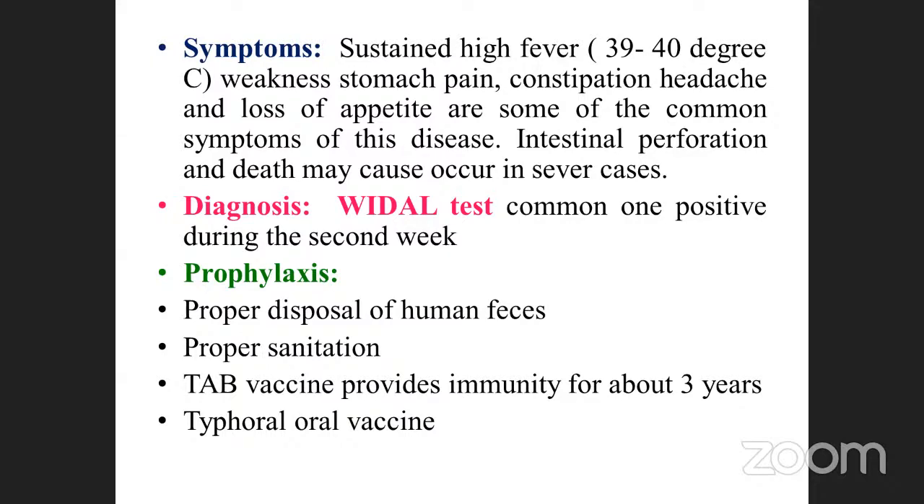Prophylaxis: how will you prevent it? Proper disposal of human feces, for example a separate septic tank. Proper sanitation, you have to clean the surroundings. The TAP vaccine provides immunity for about 3 years, and there is also the Typhoral oral vaccine. These are the prophylaxis steps you have to take. Then only will the symptoms be completely relieved and the person be curable. Okay, go to the next one.